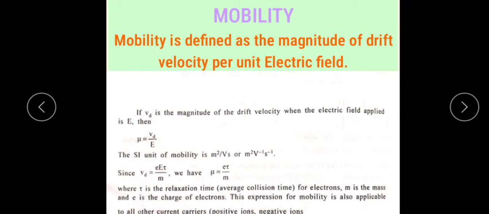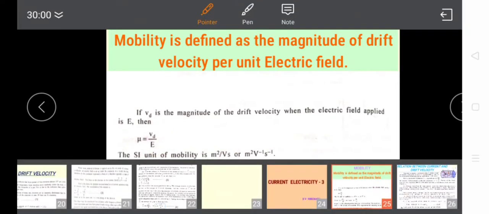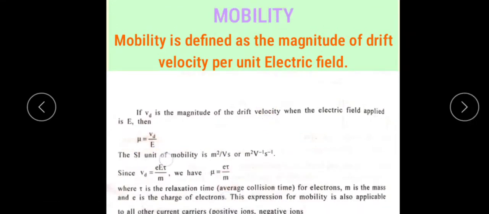And we have mu equal to Vd divided by E. In place of Vd you substitute this value, so mu equals e E tau divided by m, whole divided by E. Then E and E get cancelled, and the remaining terms are mu equal to e tau divided by m.